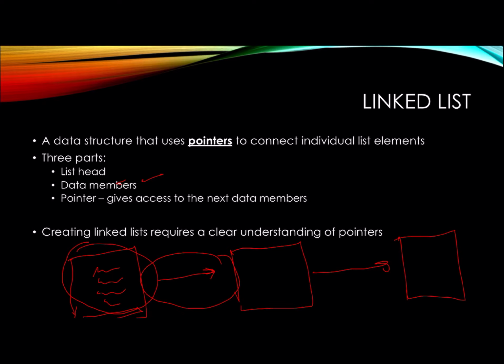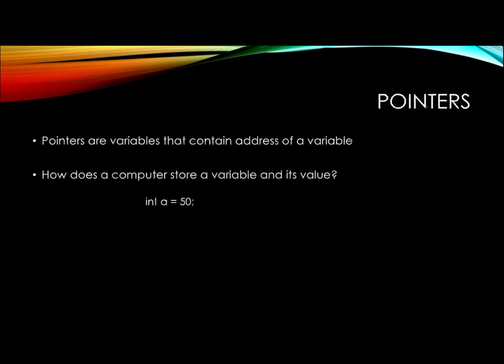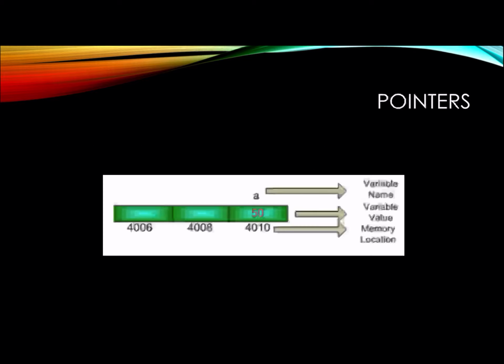And just like I told you a while ago, creating linked lists requires a clear understanding of pointers. And what are pointers? Pointers are just variables that contain the address of a variable. So if, let's say, I have a variable a, which has a data type of integer, and you put 50 into that, how does a computer actually store that variable? Now I have here a logical representation of a RAM.